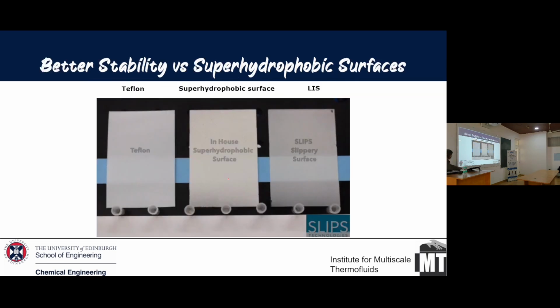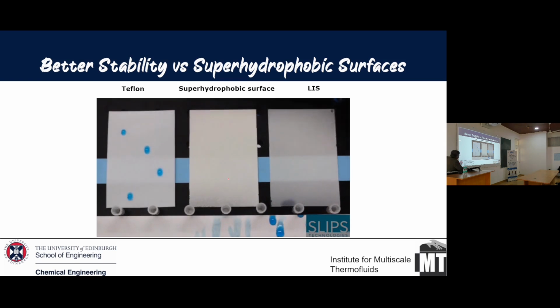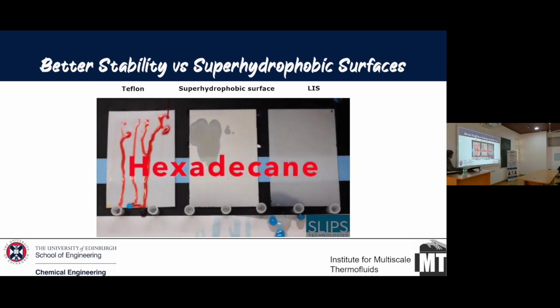This is again some example. You've got Teflon, a hydrophobic surface, and a liquid infused surface. The idea is to develop a hydrophobic surface, and the liquid infused surface does a pretty good job of it, but the main problem is durability.